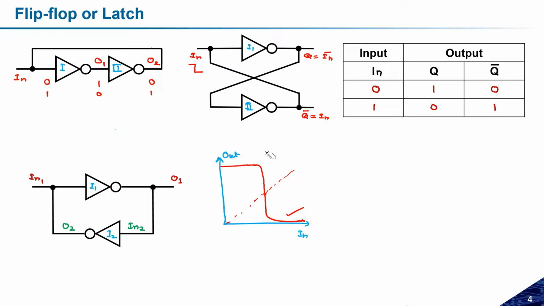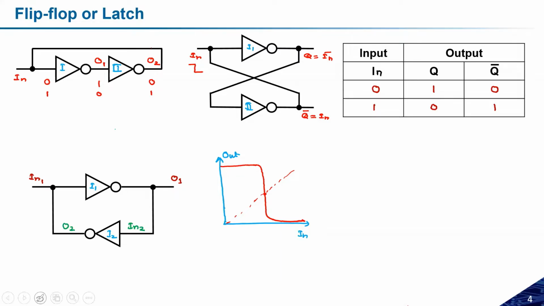Now let us try to see here. We know that the output of the first inverter is the input of the second inverter, and the output of the second inverter is the same as the input of the first inverter. So if I try to draw the input-output characteristics, how will it look?